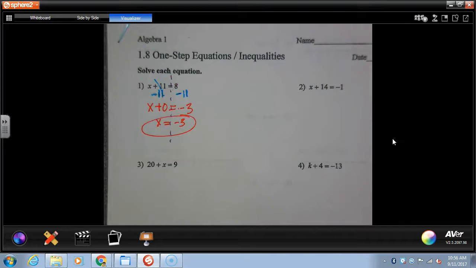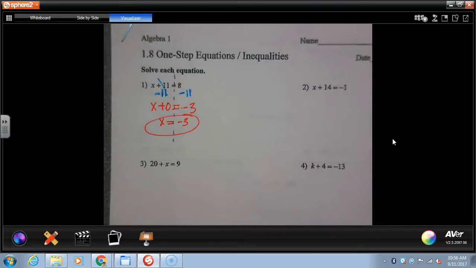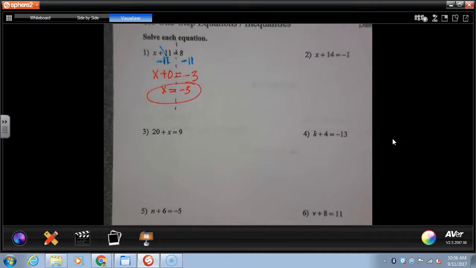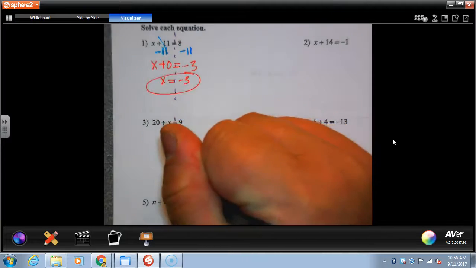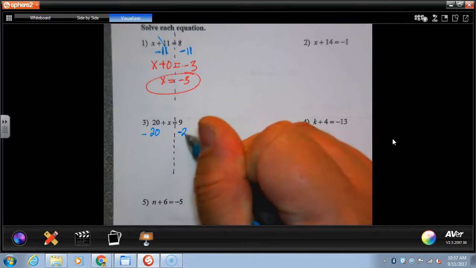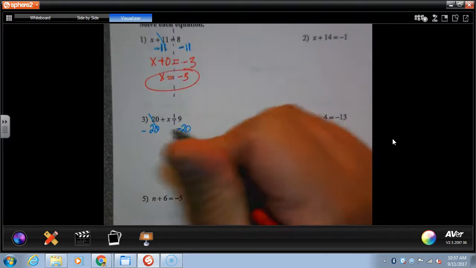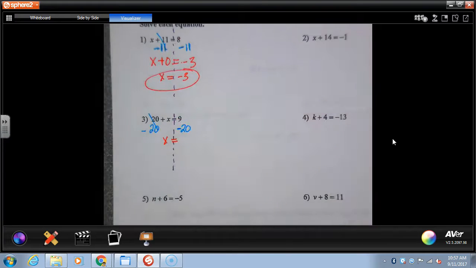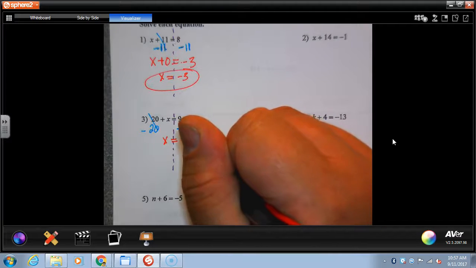So, should be a relatively easy section for you. Okay. What about number 3? Yeah, if you want to put your line there, subtract 20 from each side of the equation. Not for one steps. I mean, I know some of you, this is probably pretty easy for you. 9 minus 20.